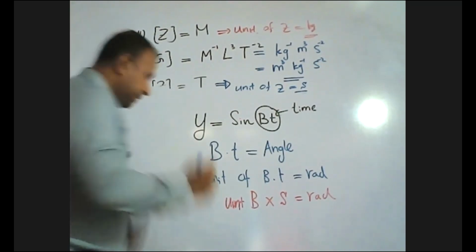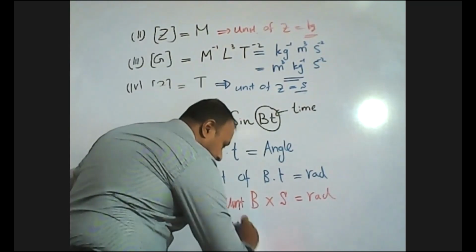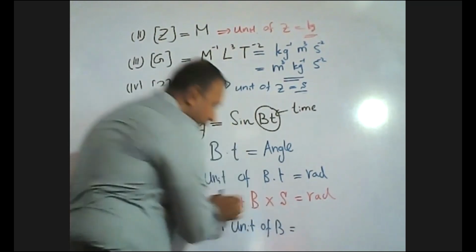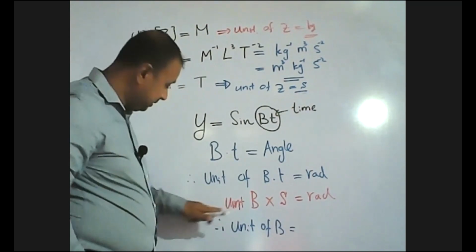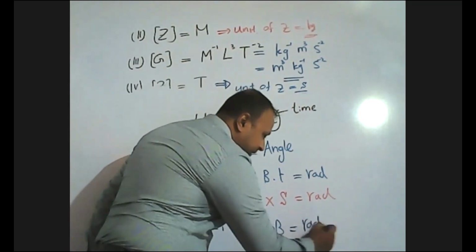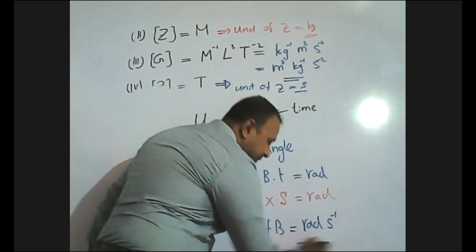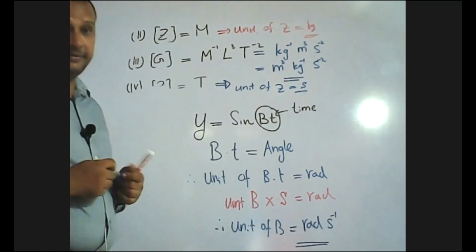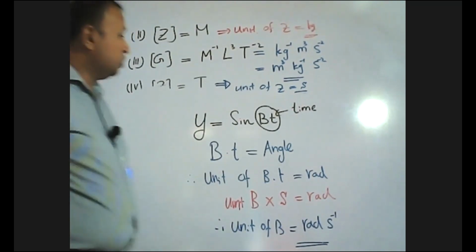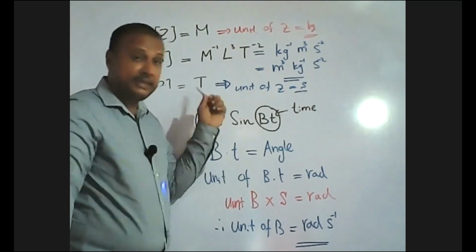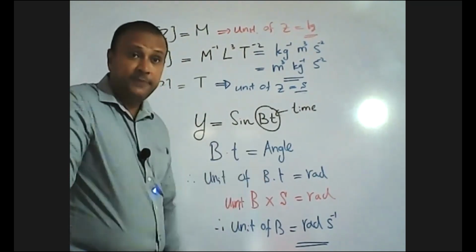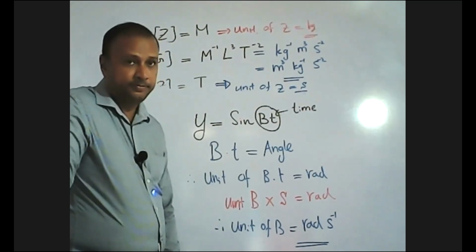Therefore, the unit of B, you have to subject this one, is radian per second. Did you understand how we got that? So you can use the same method unless it is a trigonometric function.